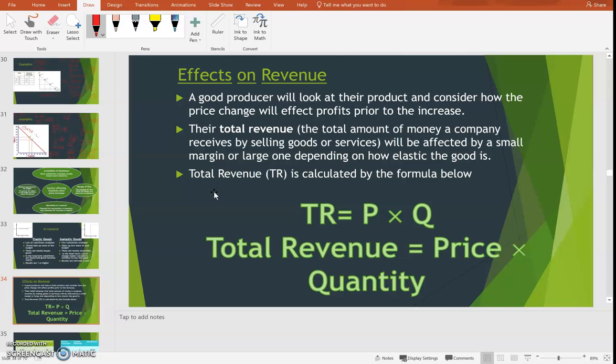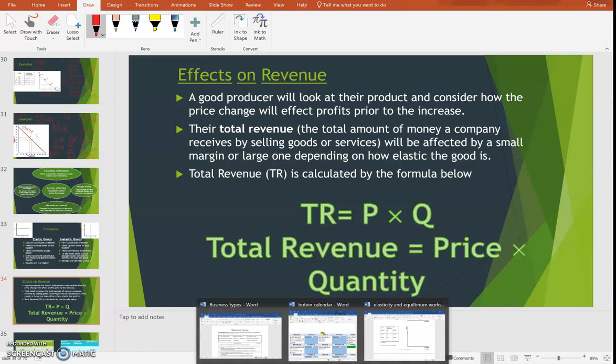Their total revenue, the total amount of money a company receives by selling goods or services, so the money that they make, will be affected by a small margin or a large one, depending on how elastic the good is. Total revenue, TR, is calculated by the formula below. It's simply the price times the quantity. So simple multiplication here, right? And if we know the quantity and the total revenue, we're going to divide to figure out the price. This is just some basic algebra, which you do have questions like that on your homework as well.